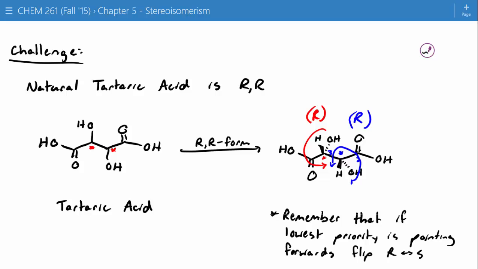All right, so for your problem of the day, you are being asked to identify stereocenters and then assign chirality to the last molecule. If you guys have any questions, feel free to let me know.